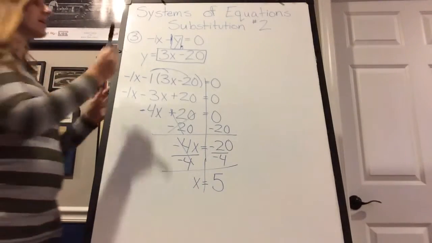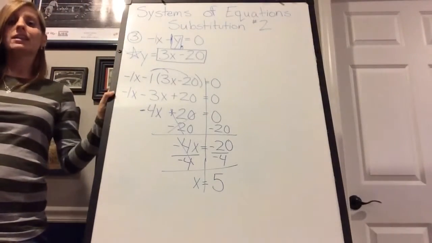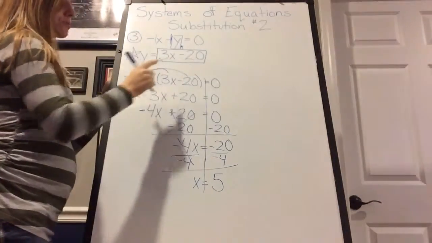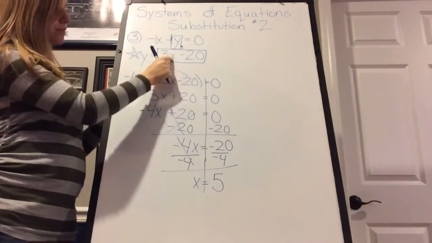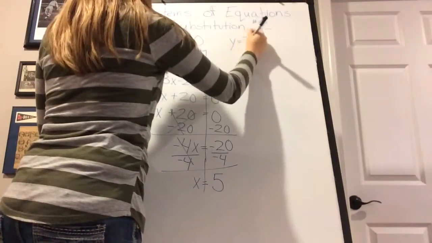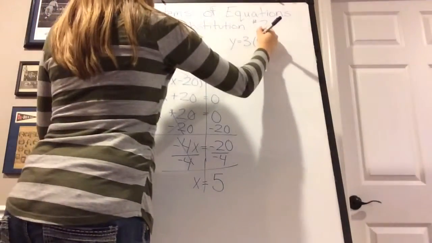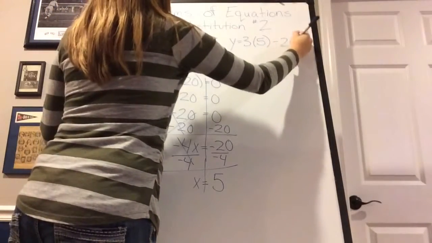To find the other part, again, I would go back to the equation that solved for y. That's the one I'm going to use. So everything about this equation will stay the same, except for this time, I'm going to substitute in for x. So I have y equals 3, but instead of x, I'm going to put 5. And then the minus 20 also stays the same.